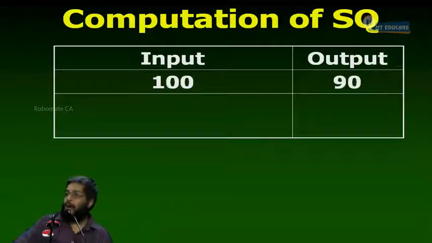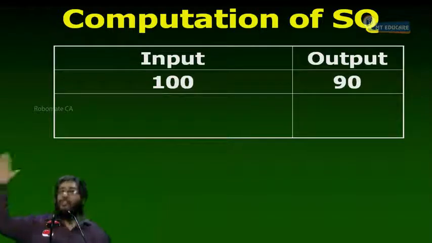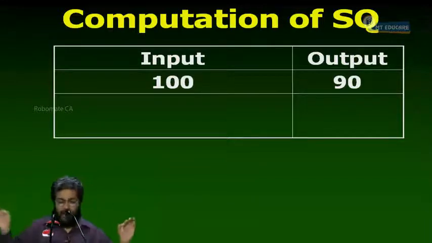Input 100, now what should be output here? 90. What happened to the 10? Loss during the production. Respond, yes or no? This happens in most of the industry, where processing loss is naturally bound to happen. Everybody yes or no? So the budget says for 100 input, you should be having how much output? 90.